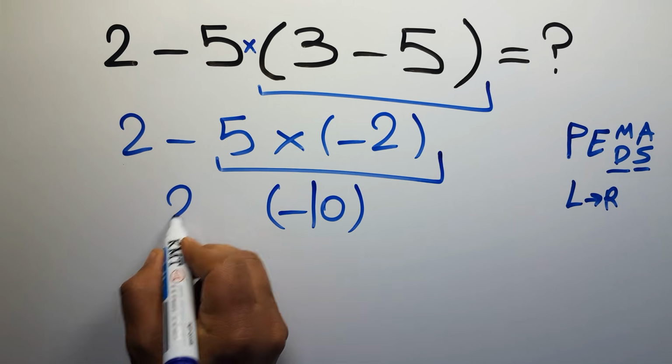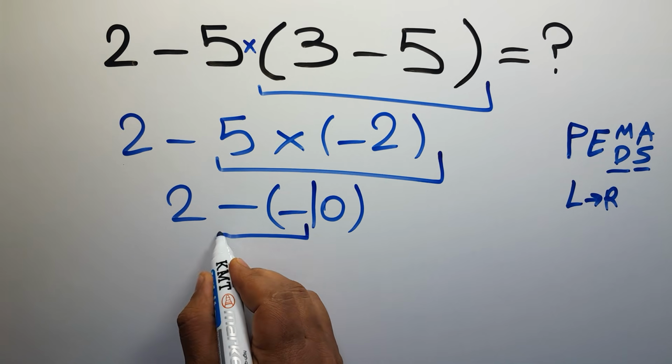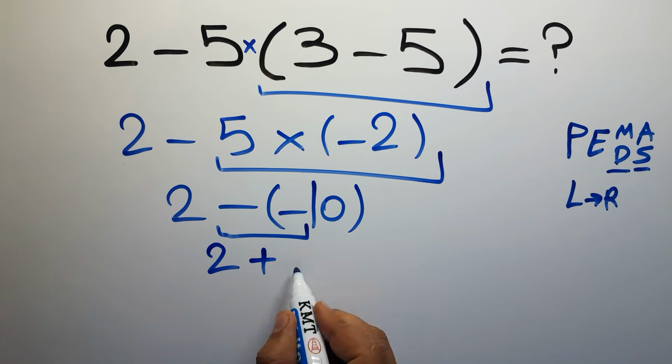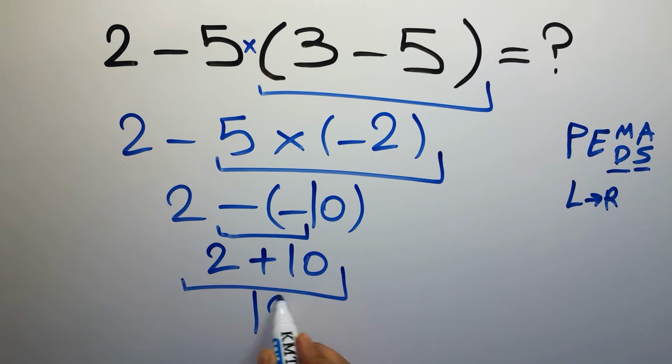So 2 minus negative 10. Negative times negative gives us positive. So 2 plus 10, which equals 12. And this is our final answer to this problem.